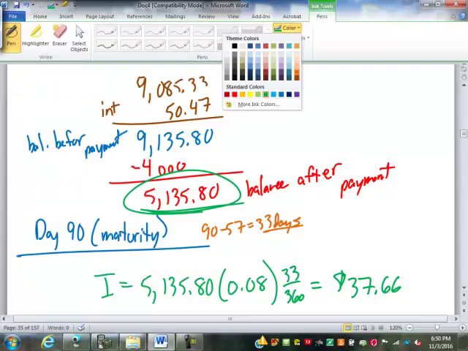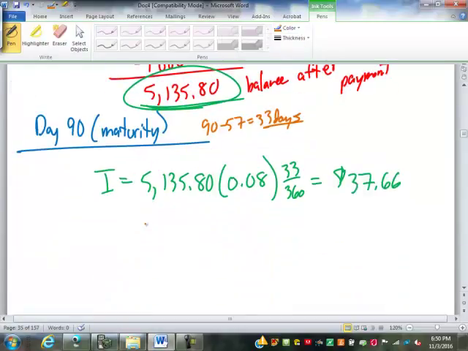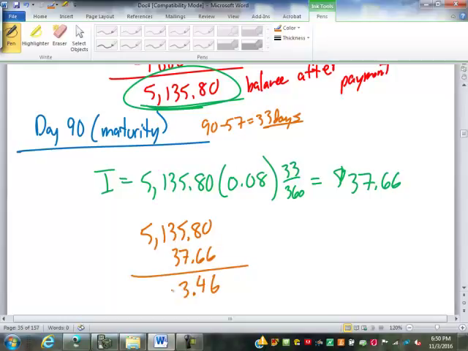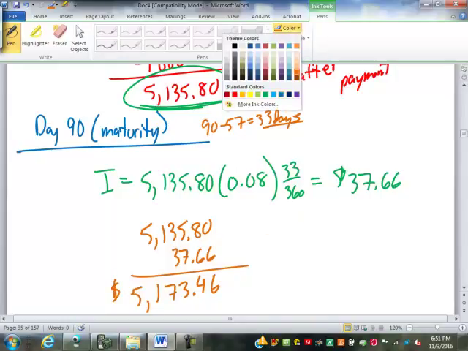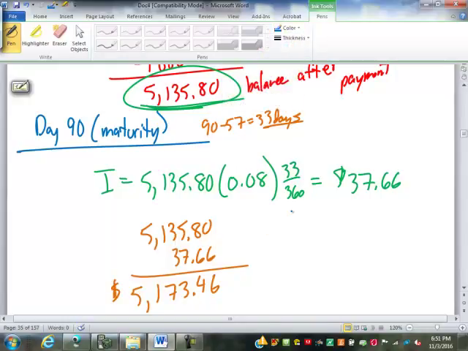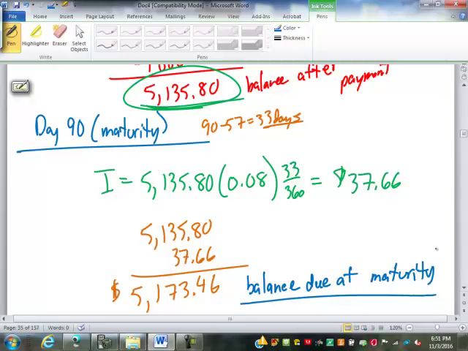So we'll go ahead and add that to our previous balance. So we get $5,173.46. That is not just the balance due before payment, because this is the maturity. That's the balance due at maturity, because we're now at the end of the loan. We have to pay that much back on that day.